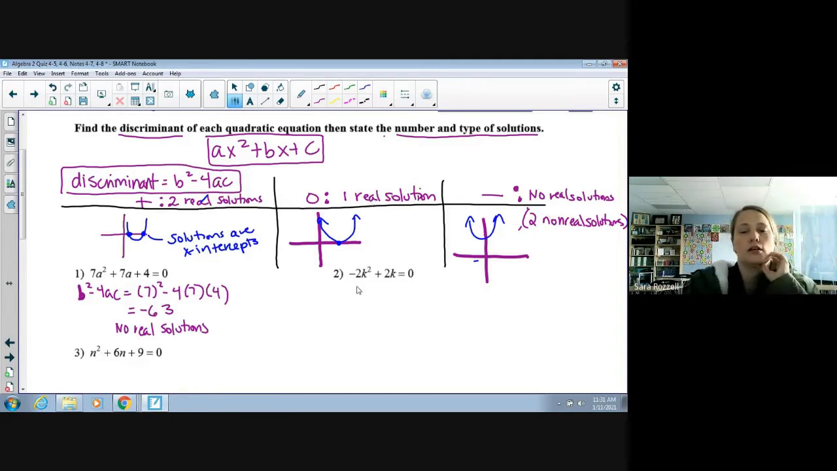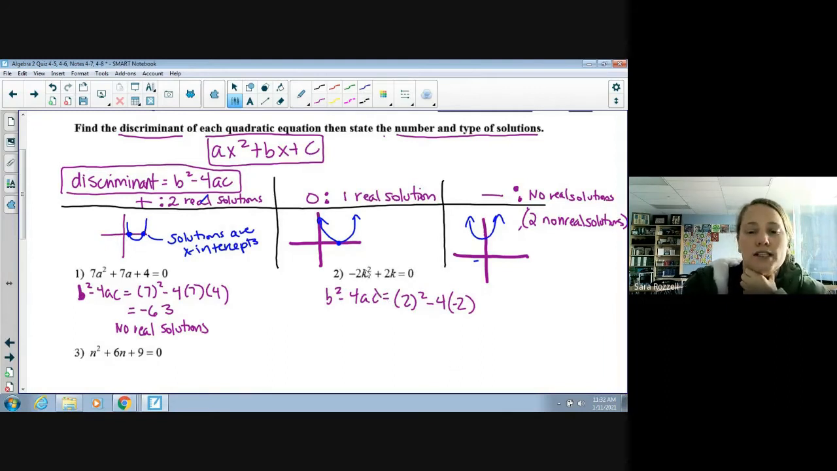All right, we'll try another one. We've got negative 2k squared plus 2k equals 0. So we'll do b squared minus 4ac. What is our b value? 2, right? So 2 squared minus 4. What's our a value? Negative 2. And what's our c value?